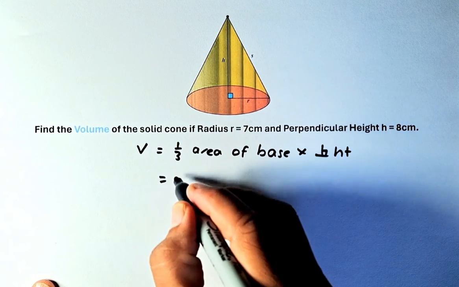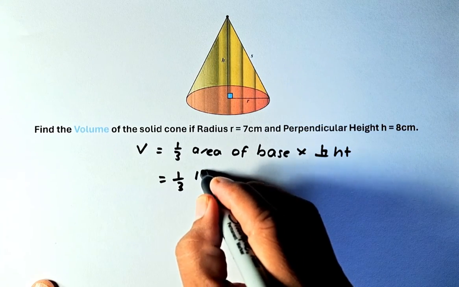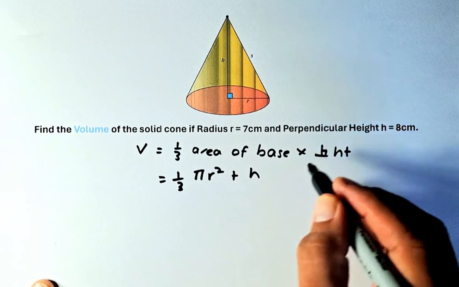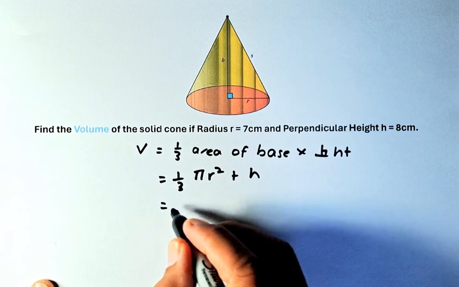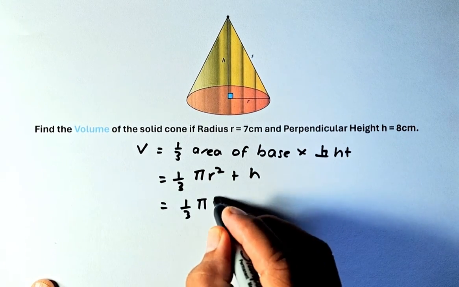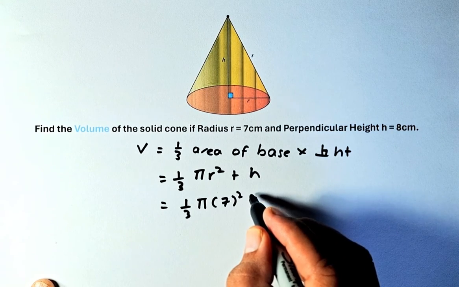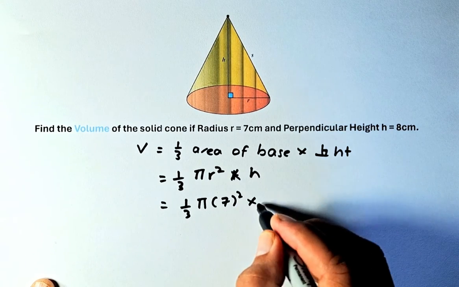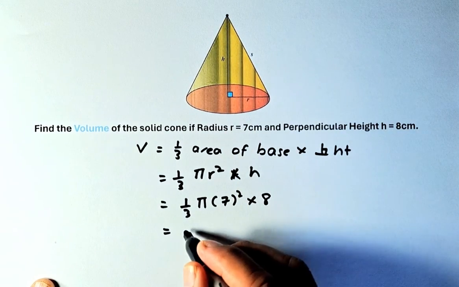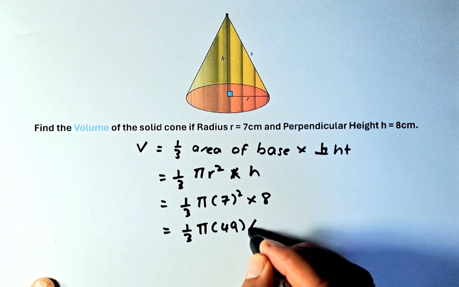So now we're going to put in the formula: 1/3, area of base, which is a circle again, so it's pi r squared, times the height, which is h. The perpendicular height is h. Now we're going to put in the numbers. So 1/3 pi, the radius is 7, times 7 squared, multiplied by the height, which is 8. Now we're going to chuck in our calculator, 1/3 times pi times 49 times 8.